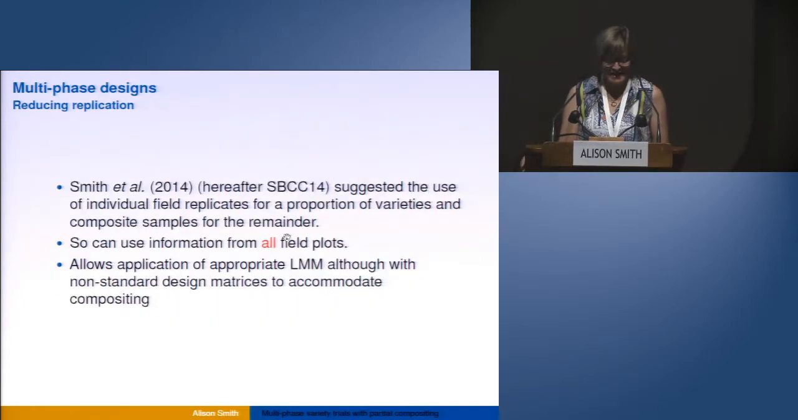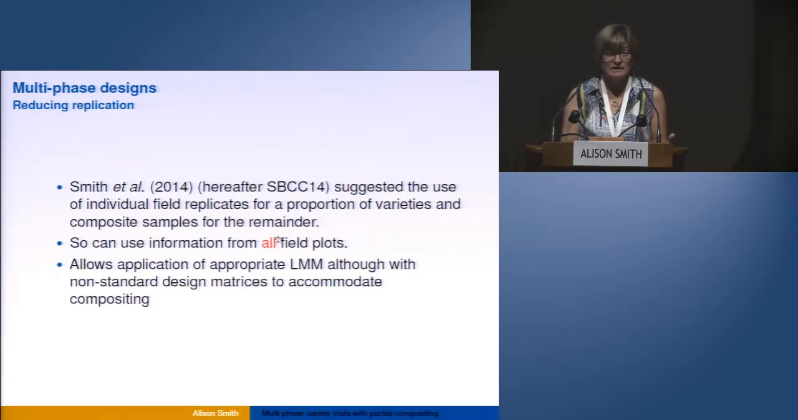Well, obviously we think we can. And the way that we're proposing to do that is to, once again, do individual field replicates for some of the varieties, and for the other varieties, we're going to use composite samples. So literally, we take grain from a number of plots, they get mixed together in a bag to produce a composite sample. So in that way, we can use information from all of the field plots rather than just a subset of them.